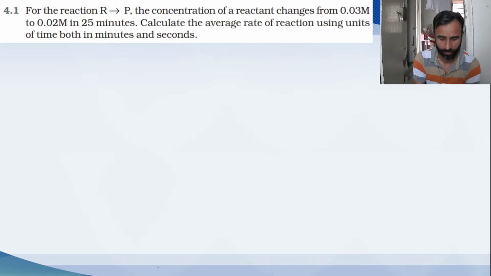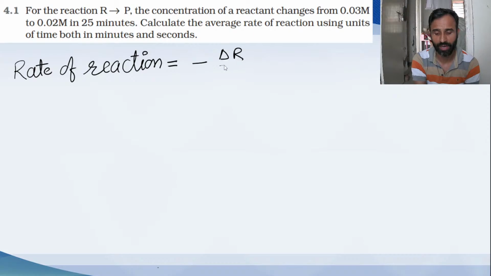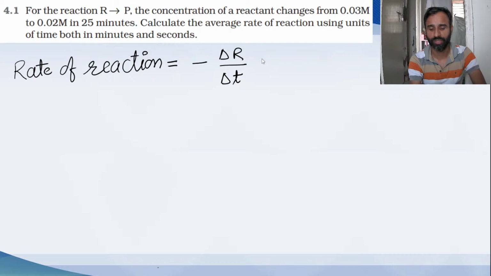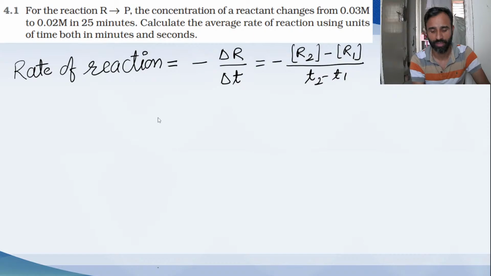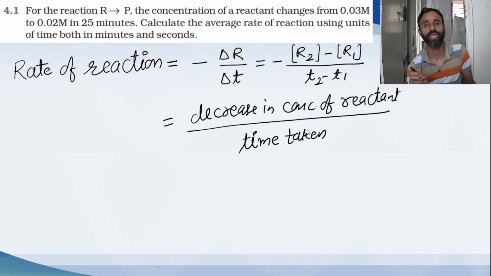See, how do we proceed? You know, the rate of reaction is equal to minus delta R over delta T. That is minus the difference of final and initial concentration over the time taken, which can be written as decrease in concentration of reactant divided by time taken. This negative sign only indicates the decrease.